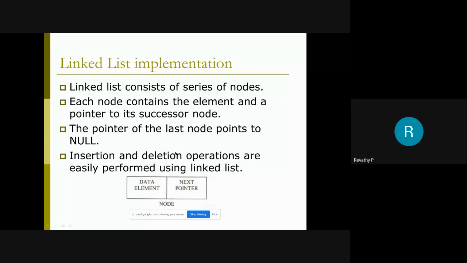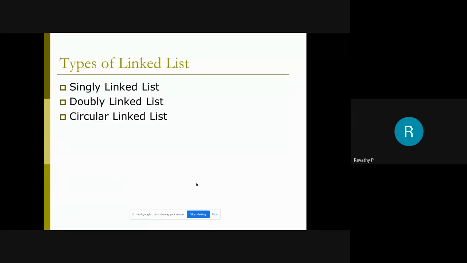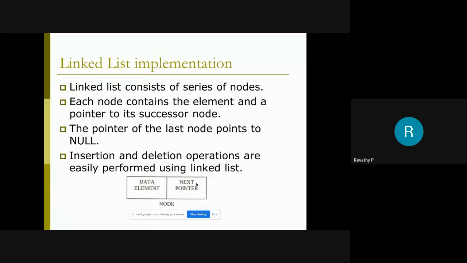So with the help of this pointer, we can point to the locations where the next data is available. It need not be in a contiguous memory, it can be at any different locations. So you can have a link from a particular element or the first element to another element through the next pointer, which is available in each node.